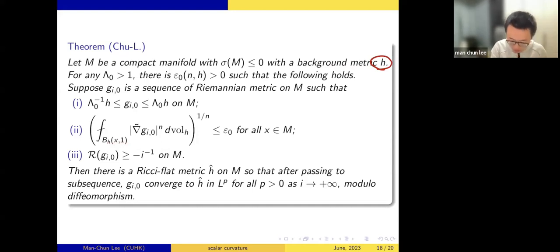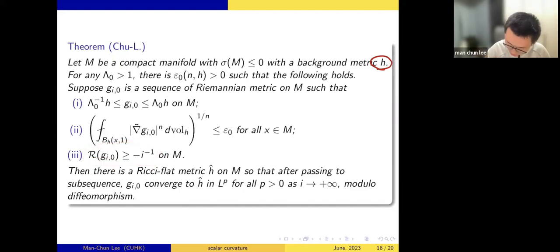So you can always find a threshold, depending on your background, such that as long as the sequence is close to this reference metric in W1N. The way I formulate it is essentially saying that G_i0 is close to a background metric H in W1N. Then you can flow it. Once you flow it, you have a uniform estimate, and using the argument that I just said, this is preserved along the flow.